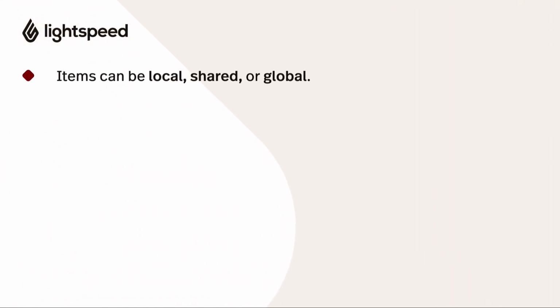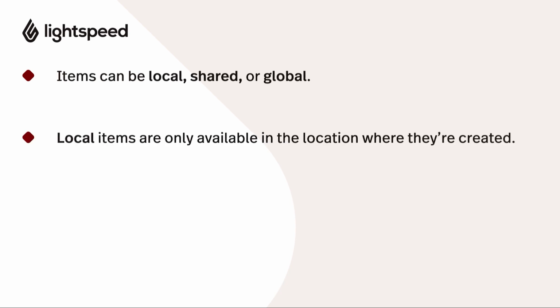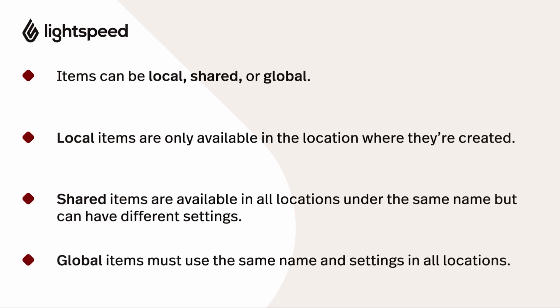If you've noticed, we haven't talked about items or menus yet. That's because items can be local, shared, or global. Local items are only available in the location where they're created. Shared items are available in all locations under the same name, but can have different settings. And global items must use the same name and same settings in all locations.